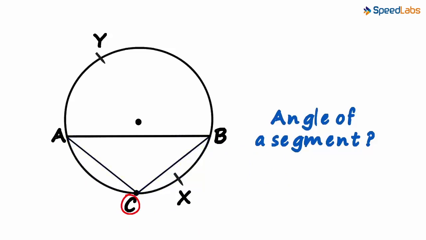C, in this case, is called the vertex of the angle ACB. The vertex has to lie on the arc of the segment we are looking at. And as we saw, it doesn't matter where the vertex lies on the arc. The measure of the angle will always be the same.